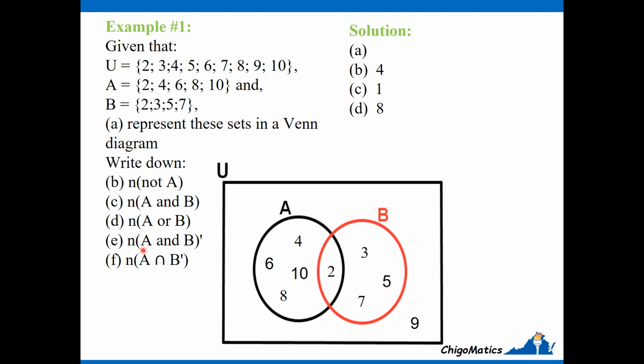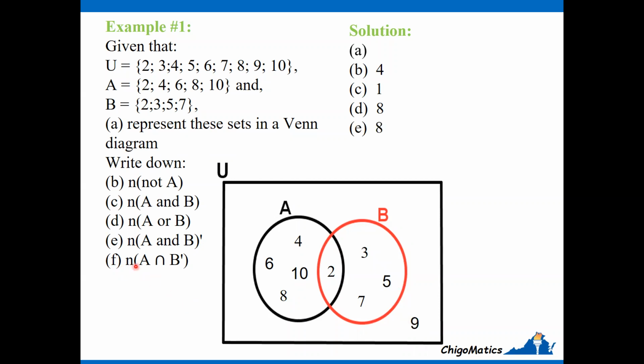Then the number of elements in (A and B) complement. In other words, understand this to mean we want the number of elements that are not in the intersection. So this is the intersection. What is not in the intersection is 1, 2, 3, 4, 5, 6, 7, 8. So that will give us 8.